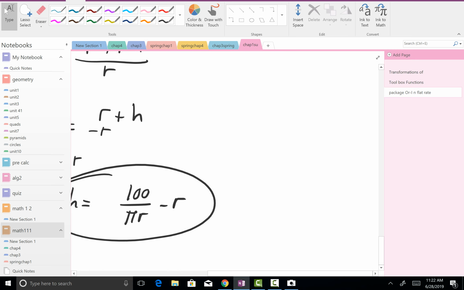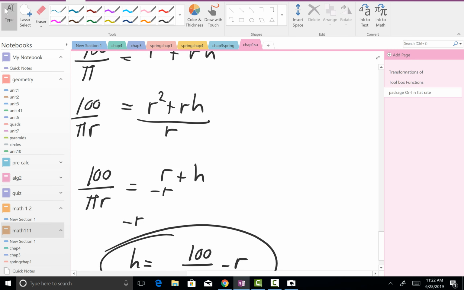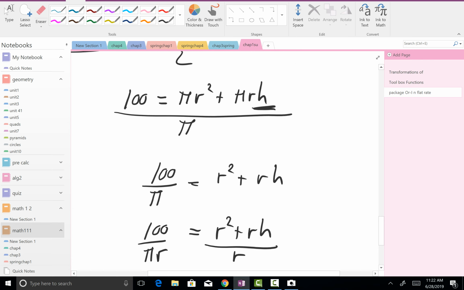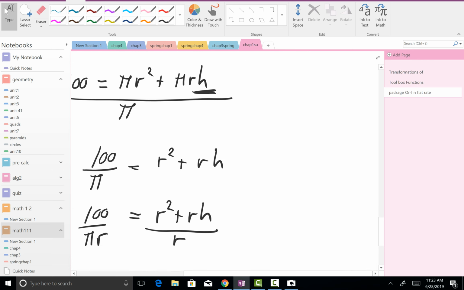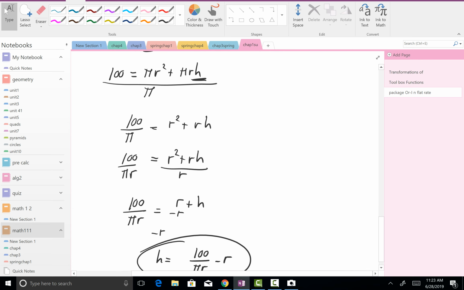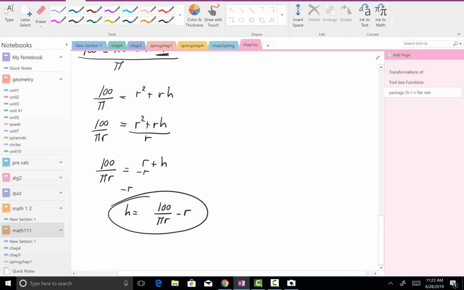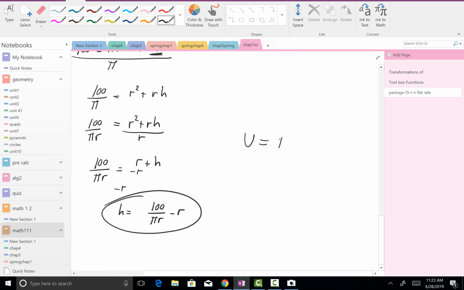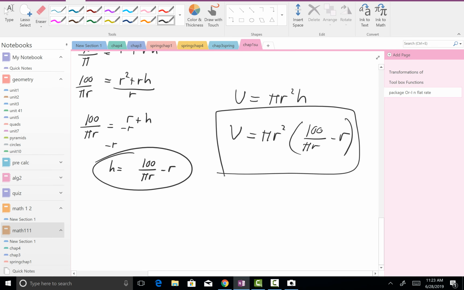So once we do that part, and this would be kind of what the assignment problems are going to do. They're going to give you a situation like this. You're not going to have to do any of the GeoGebra stuff for it. I was just kind of embellishing it a little bit. So now we have volume, pi r squared h. So here, and h is right here. Okay, and there is my formula for that.